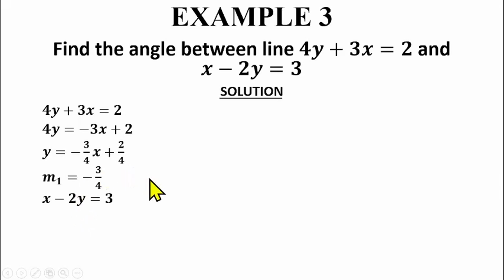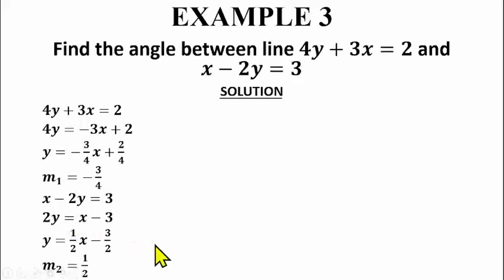So I can take minus 2y to this side. So I have minus 2y, I have 2y equals to, and then minus 3. Then divide through by 2. We have y is equal to 1 over 2 x minus 3 over 2. So that means our m2 will be equal to 1 over 2 as well from this equation.